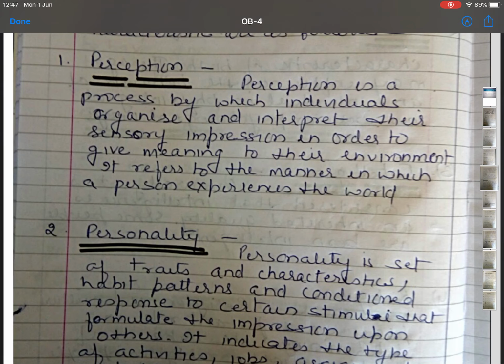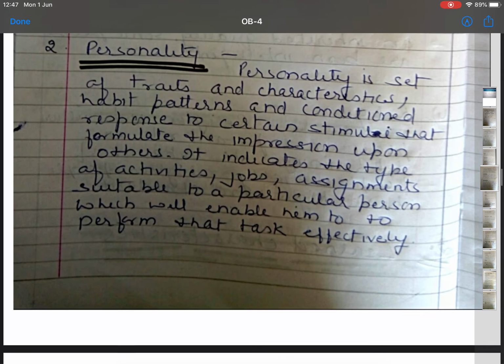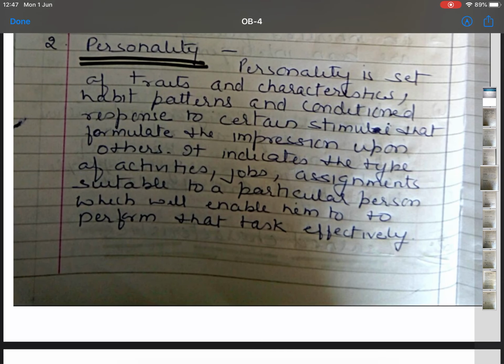The second is personality. Personality is a set of traits and characteristics, habit patterns and conditions, responses to certain stimuli that formulate an impression upon others. So it indicates the type of activities, jobs and assignments suitable to a particular person, which will enable him to perform that task effectively.